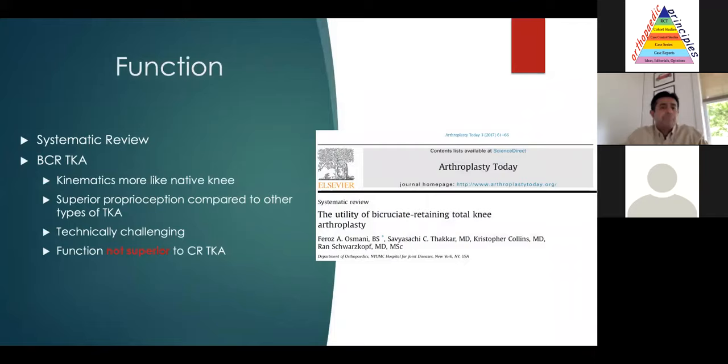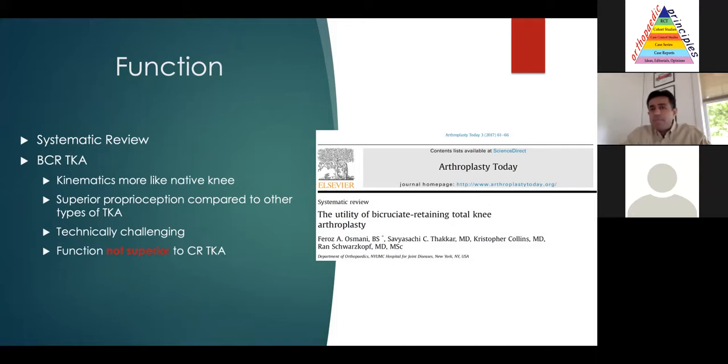This is a study that we performed at NYU, in which we performed a systematic review looking at the bicruciate retaining total knee. And it seems like overall the kinematics seem more like the native knee. There is superior proprioception, but it's technically challenging. And functionally, there seems to be no advantage comparing them to cruciate retaining total knee. So preserving that ACL, spending all this time, seems to offer no functional benefit.